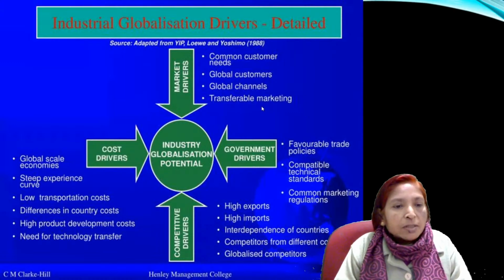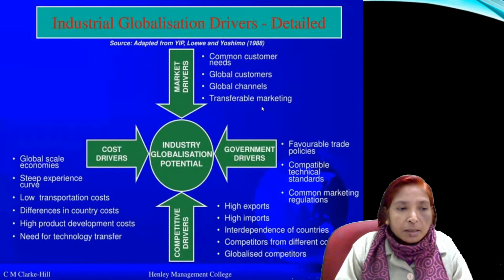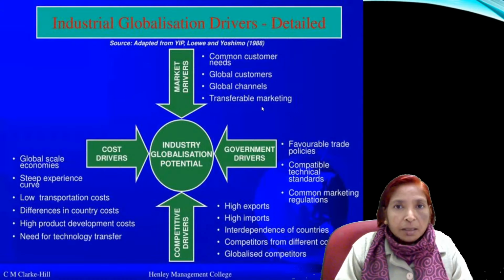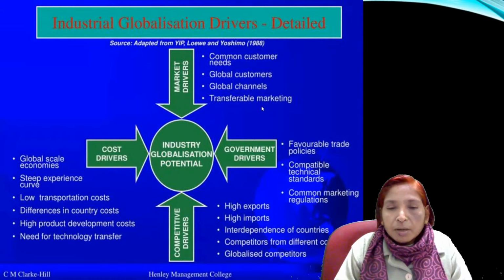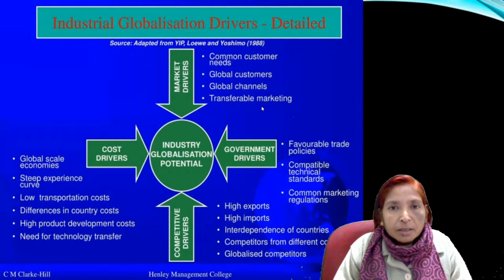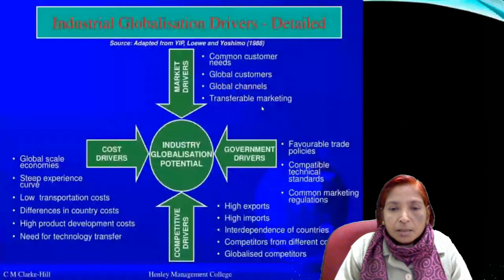Next is cost drivers. When a firm produces at a large scale, then economies of scale, like internal and external economies of scale, are possible. Steep experience curve, low transportation cost, differences in countries' cost, high product development cost, and need for technology transfer. So all these are industrial globalization drivers, and they are basically four drivers. One is market, next is cost, next is competitive, and last is government.